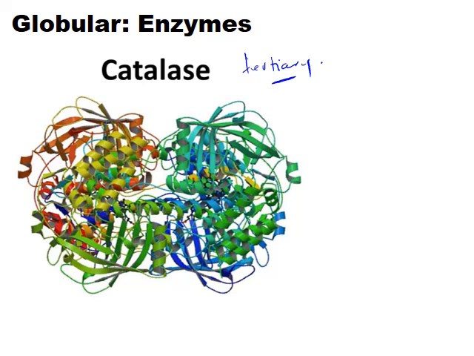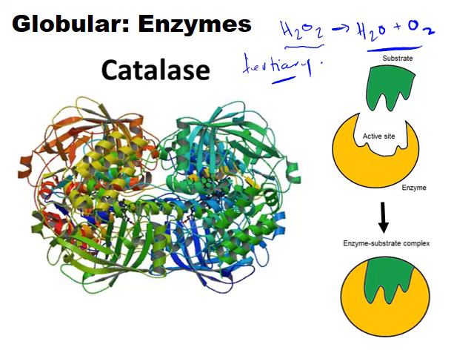Now, this particular enzyme catalyzes the breakdown of hydrogen peroxide, which is a waste product of metabolism inside all cells, into water and oxygen. Now, hydrogen peroxide, because it's a waste product of metabolism, if it accumulates, it's actually quite toxic to the cell. So cells that make a lot of hydrogen peroxide will actually express a lot of catalase, and that allows the hydrogen peroxide to be broken down into water and oxygen. And these products are not toxic to the cell.